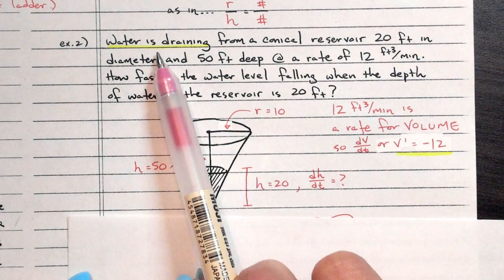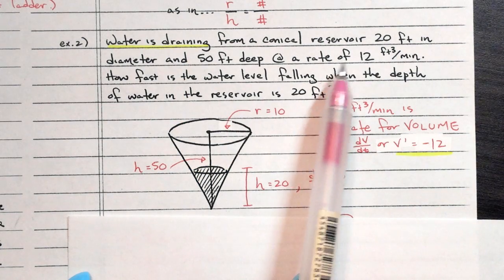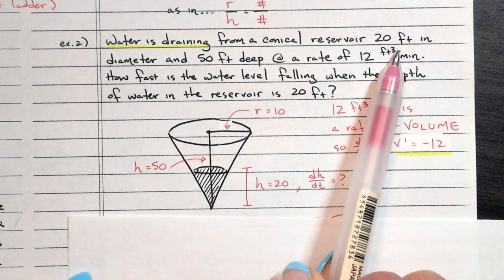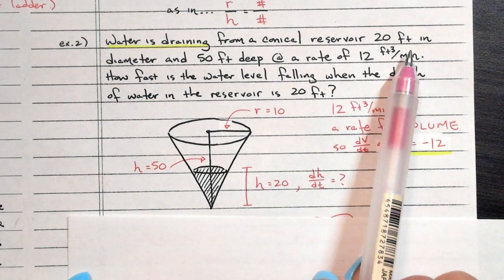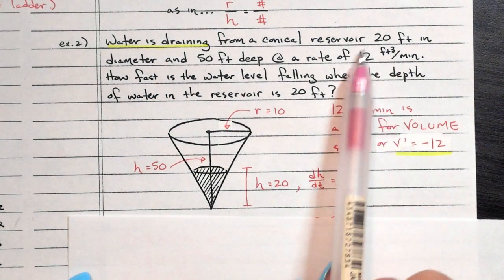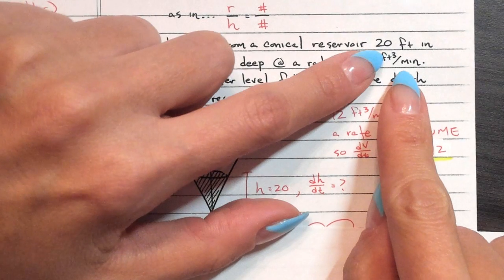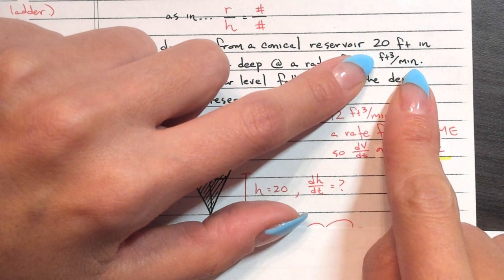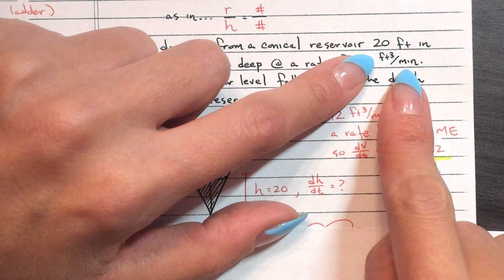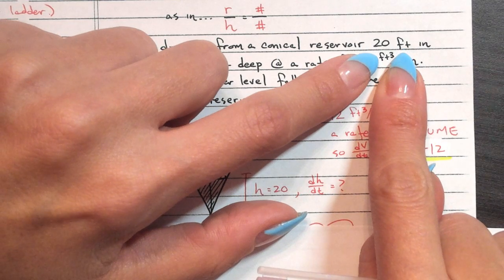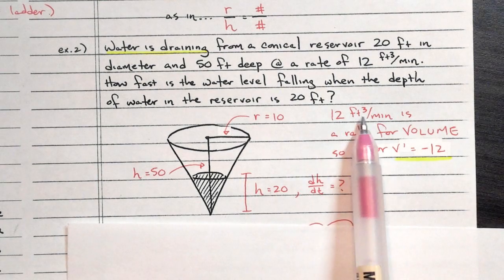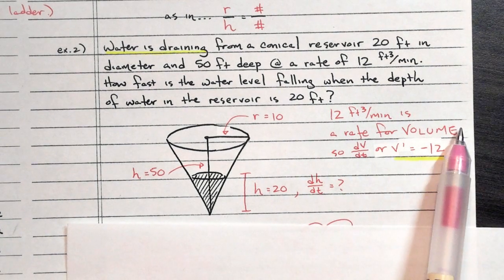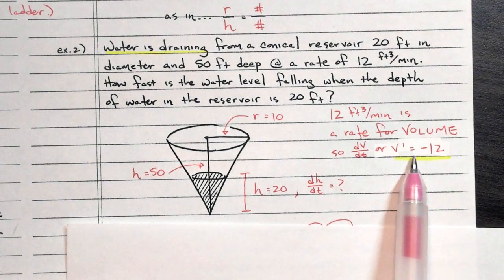And the water is draining at a rate of 12 feet cubed per minute. So if water is draining at that rate, okay, this is a derivative. What kind of derivative? I know it's a derivative because it says feet cubed per minute. And then I know it is a volume derivative because it says feet cubed. So 12 feet cubed per minute is a rate for volume. So actually V prime equals negative 12.